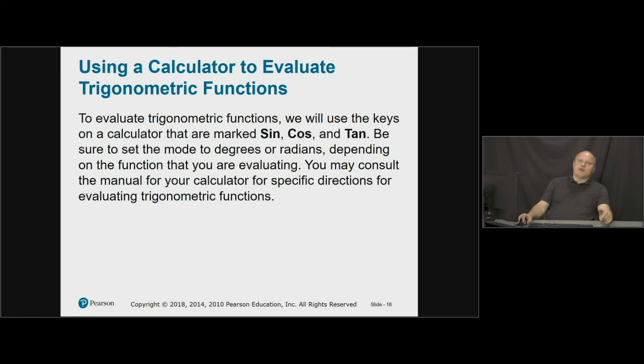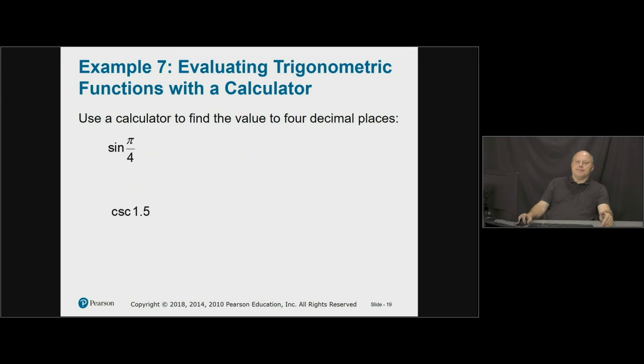So this is probably one of the hardest things to teach, but it's one of the easiest things to do. The reason it's hard to teach is because of the different types of calculator students have. And you can't just give a blanket way of doing them all because every calculator works differently. But they're easy to do if you know how to work with your calculator. Okay, so what we're going to do on this example 7 here is we're going to use a calculator to find the value of the 4 trig functions.